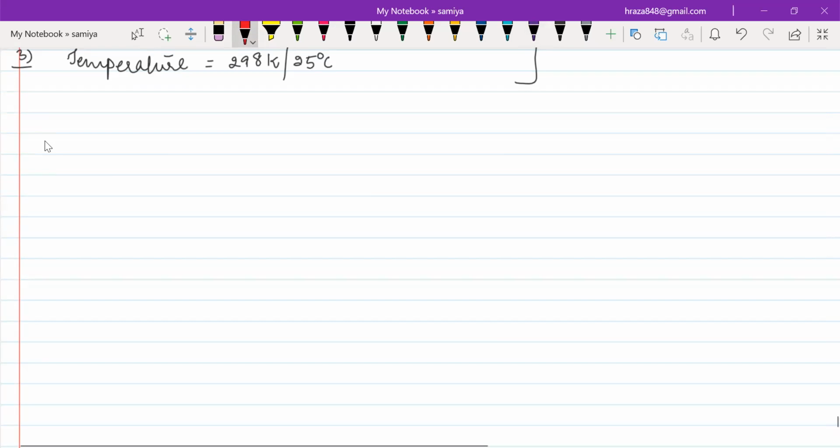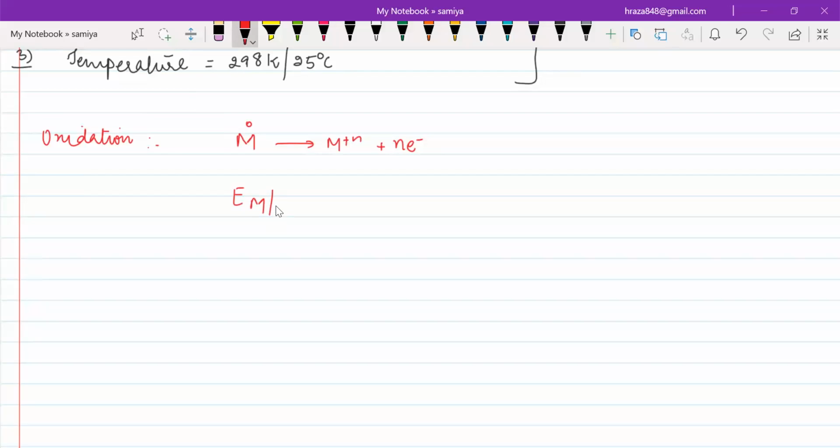Now see, oxidation means electrons are lost. So basically, M in elemental form has oxidation state 0 and oxidizes into M plus n. That means electrons are lost. So we represent it as E M slash M plus n, going from oxidation state 0 to plus n. And I'm going to write E naught here.